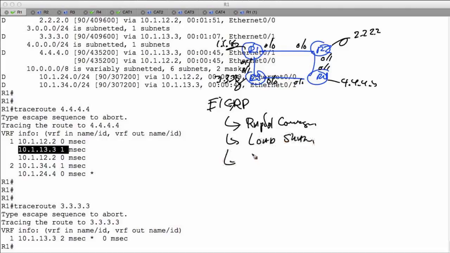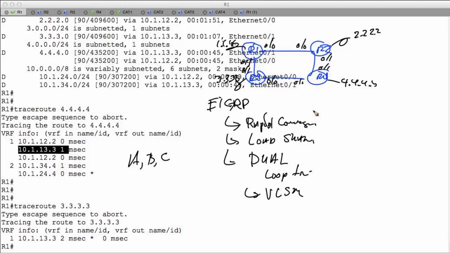EIGRP utilizes the DUAL algorithm, the Diffusing Update Algorithm, that's going to allow me to create a loop-free topology, and it also supports variable length subnet masks. Why? Because it is a classless routing protocol. So it ignores the idea of Class A, Class B, and Class C so long as the no auto-summary configuration is turned off. The other thing here is it gives us the capability of reducing bandwidth usage.